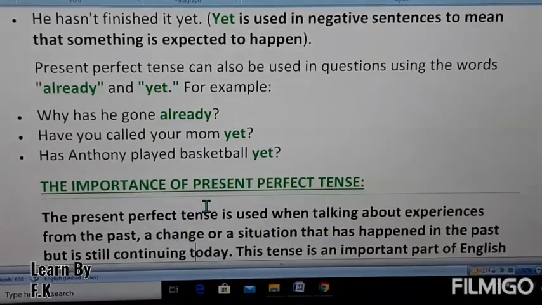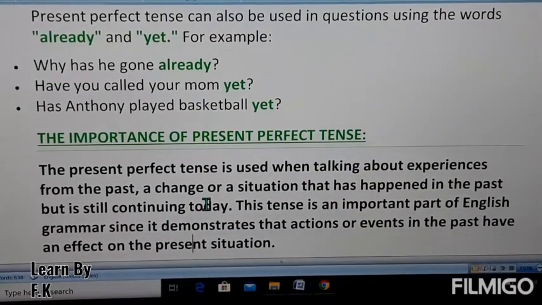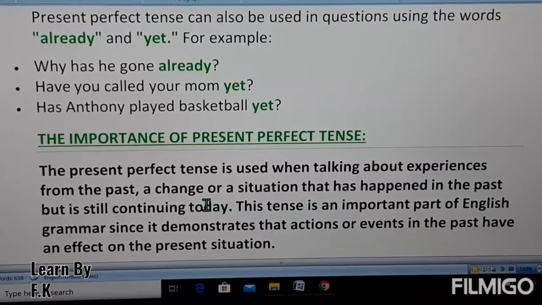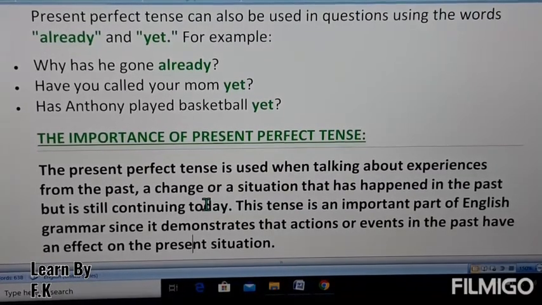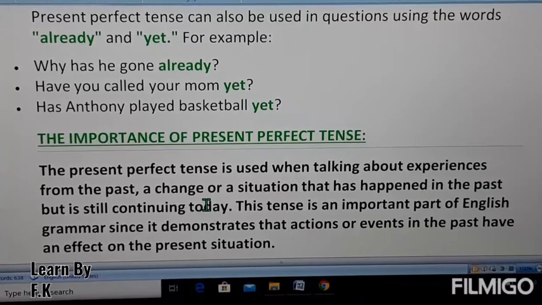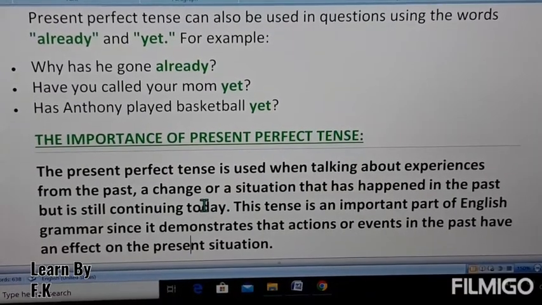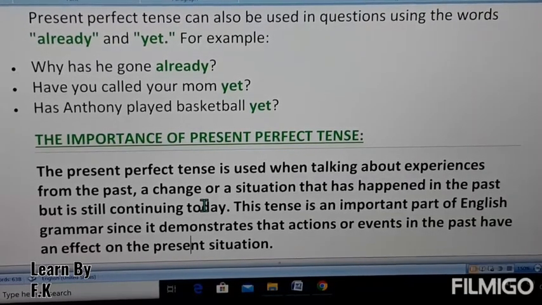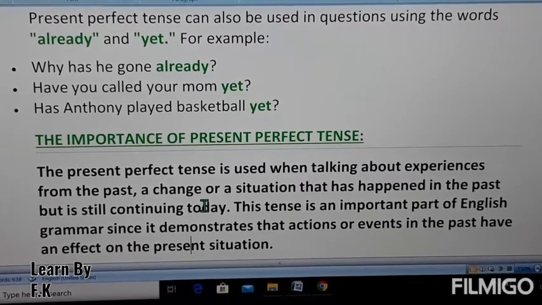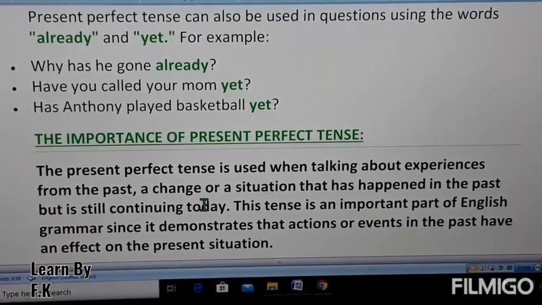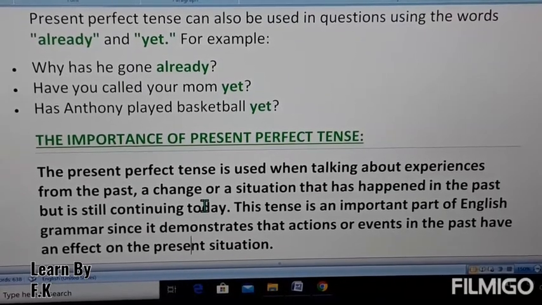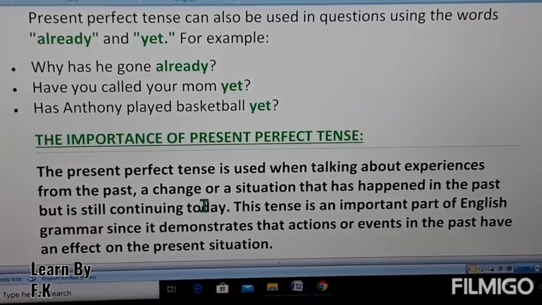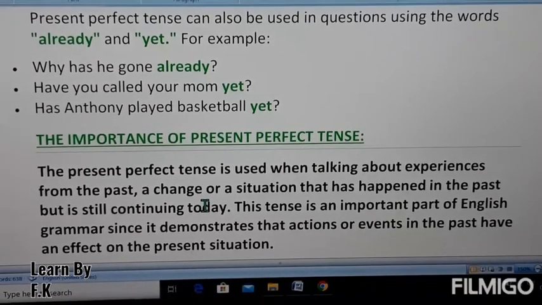The importance of present perfect tense. The present perfect tense is used when talking about experience from the past, a change or a situation that happened in the past but is still continuing today. This tense is an important part of English grammar since it demonstrates that actions or events in the past have an effect on the present situation. It means the activity or work done in the past has an effect right now. This is the complete lecture on the present perfect tense and I hope you will understand this.